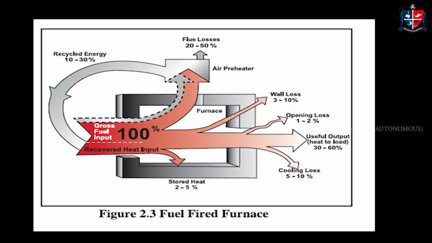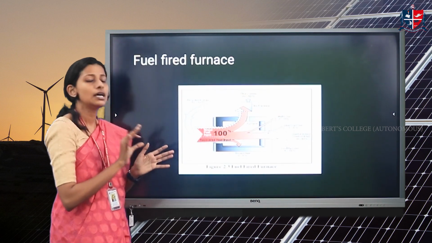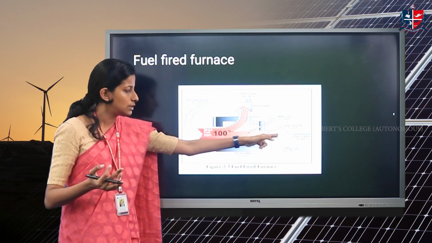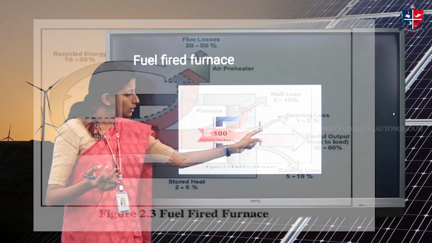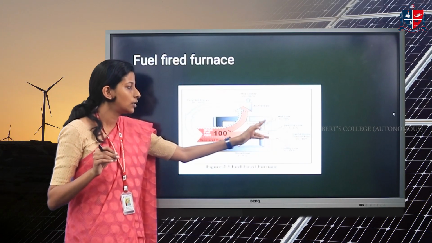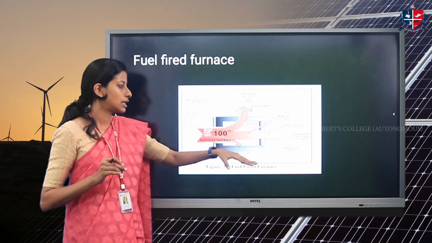Here, when you give this, the whole of the energy doesn't get effectively utilized. A lot of losses occur here. As we can see, there is an opening through which we take the load. Through these openings, some amount of heat gets lost, which is called the opening loss. Also, over time these furnaces will have some wear and tear, so their surfaces will develop small cracks, and through these cracks losses can occur. That is called the wall losses.